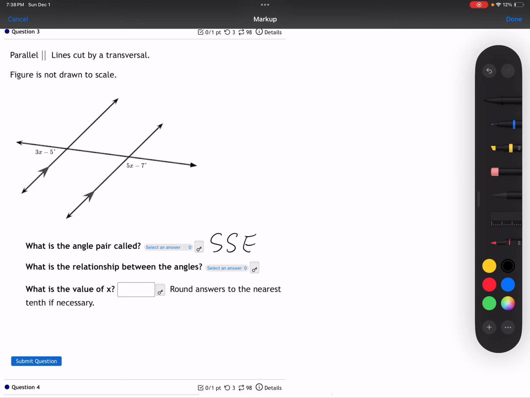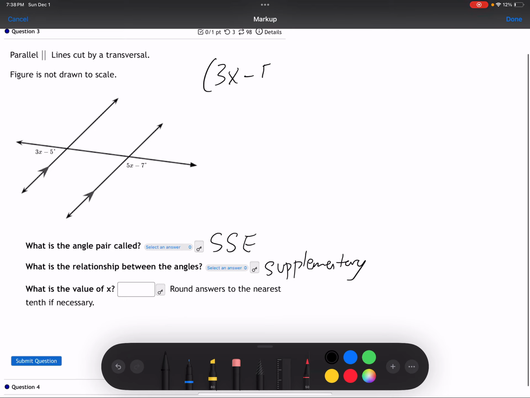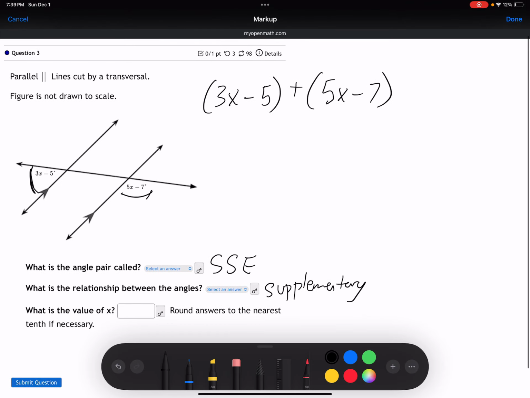What is the relationship between the angles? Well, same side exterior angles are always supplementary, meaning they add up to 180. Then they ask you for the value of x and to round to the nearest tenth if need be. Well, how do we find it? The equation setup is actually very, very simple. Remember we had in the last one, blank plus blank equals 180? Let's just put that together. It's 3x minus 5 plus 5x minus 7. I'm just taking this and this, and they add up to, when I add them together, I get what?